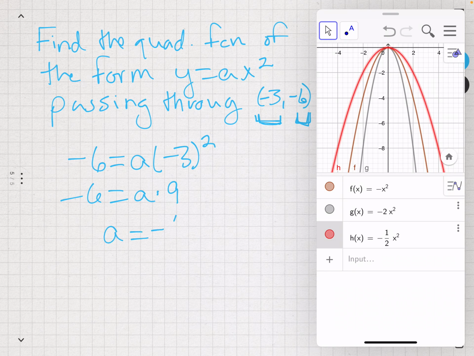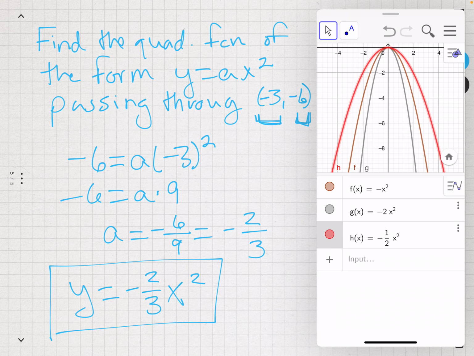And a is -6/9. And now we can reduce that by taking a 3 out of both the numerator and the denominator, -2/3. And so that means our equation is y equals -2/3 x squared.